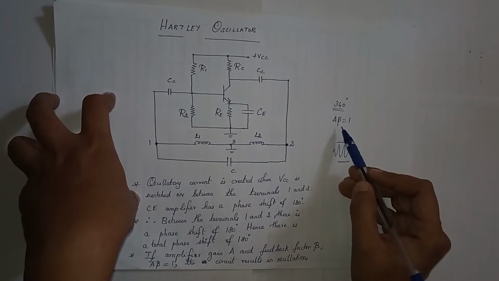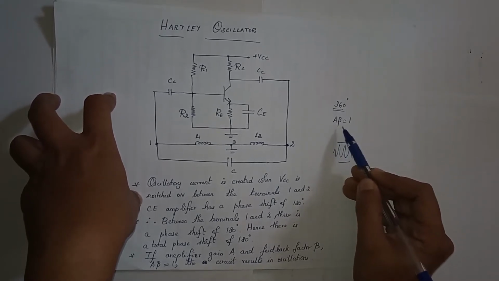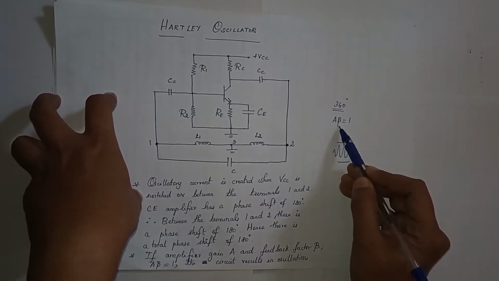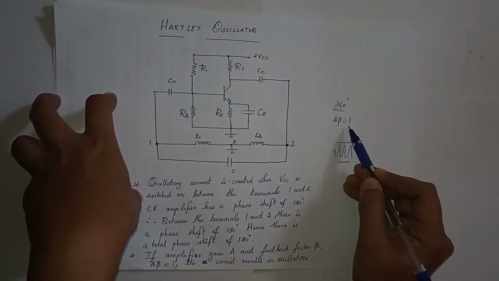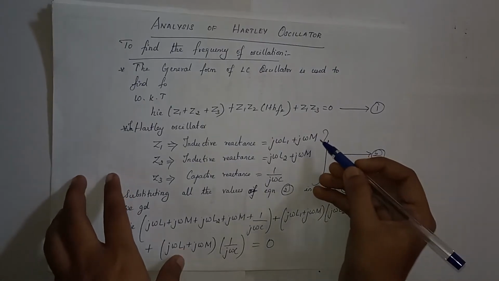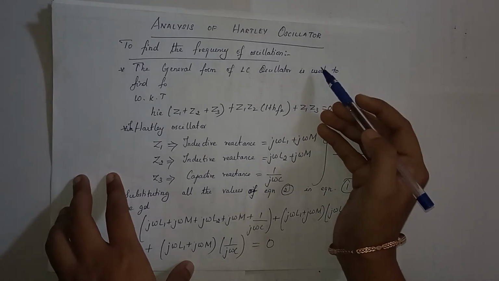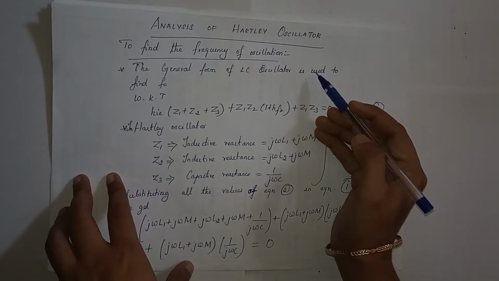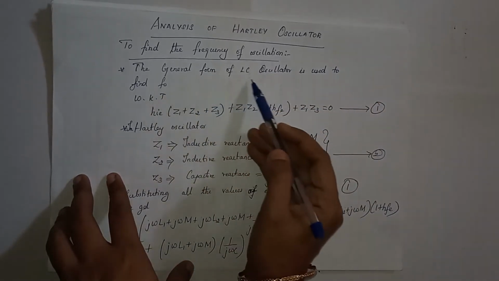Next we have to make sure that the product of A and beta is equal to 1. We'll be finding the condition for beta so that we can make the value of A beta equal to 1 and get sustained oscillations. Now we'll find the frequency of oscillation of the Hartley oscillator, which is called the analysis of the Hartley oscillator. To find the frequency of oscillation, we'll use the general form of the LC oscillator.